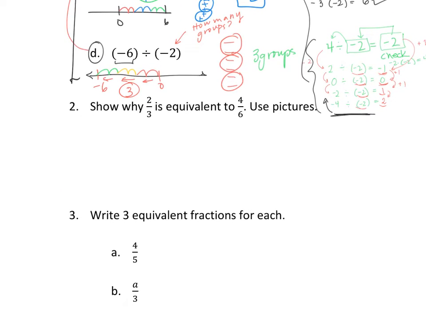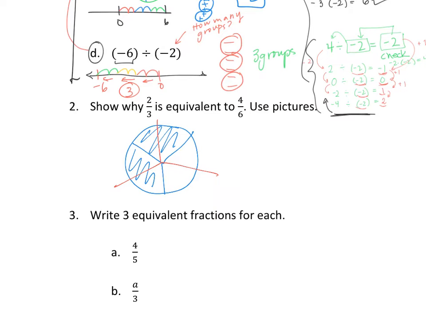For number 2, we want to see why 2/3 is equivalent to 4/6. So if we're going to use pictures for this, for 2/3 we need thirds, so we have 2/3 going on here. If we want to make sixths, all of these pieces have to divide up into 2 equal pieces. So you can see that's a total of 6, but really there's 1, 2, 3, 4 parts being shaded. So we just showed that 2/3 was equal to 4/6.